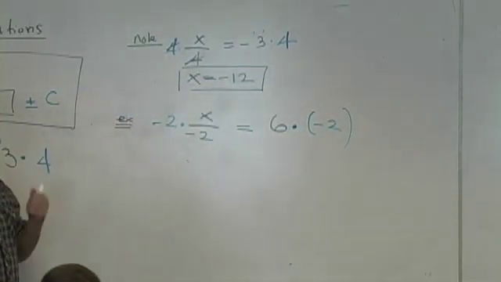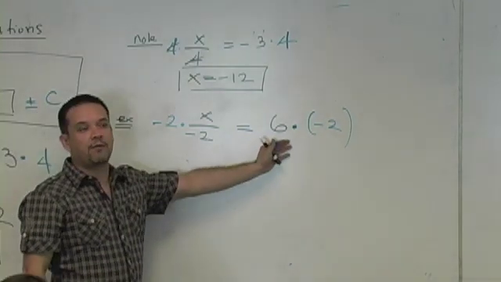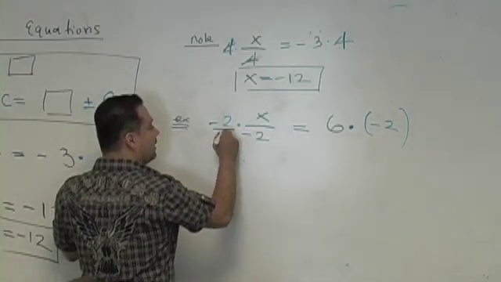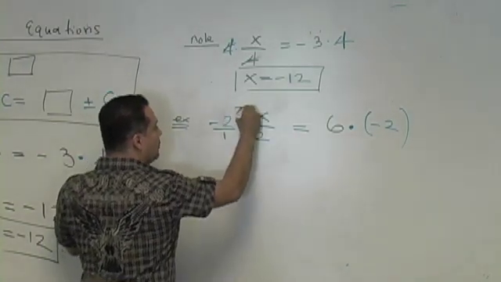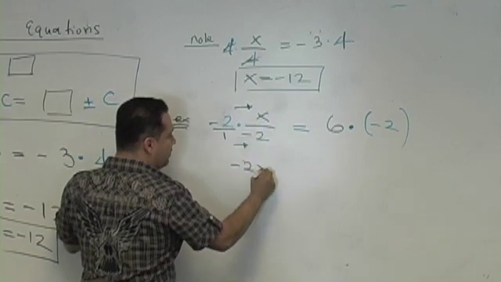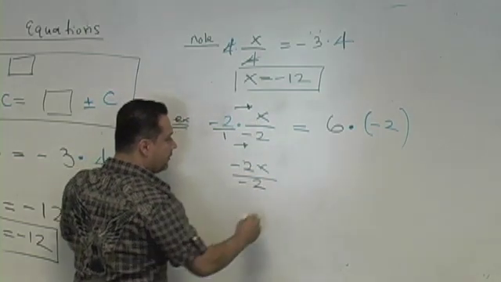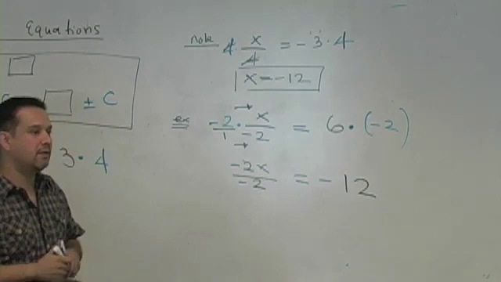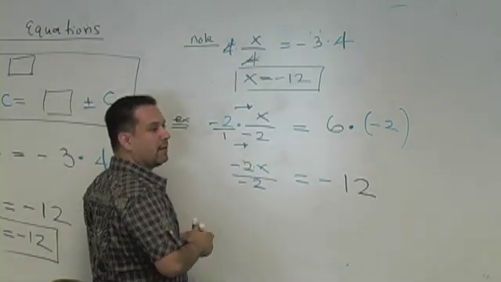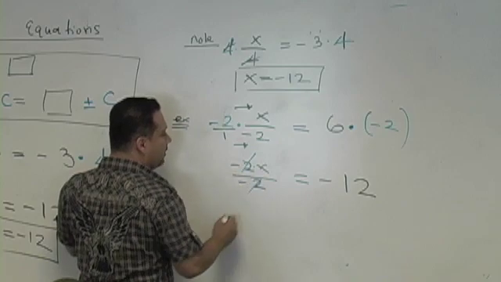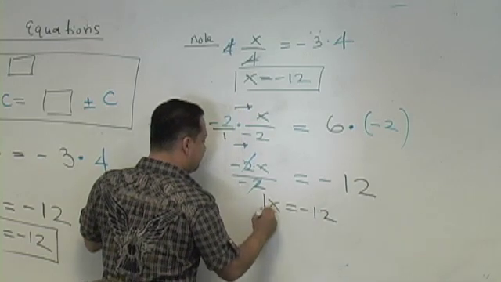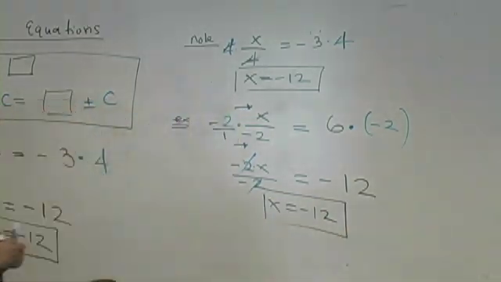Okay, you guys okay with this? Do you guys agree I multiplied both sides by negative 2? Yes. Okay, now I'll go through every gory detail. This is really negative 2 over 1. I multiply across. Negative 2x over negative 2 equals 6 times negative 2, which is negative 12. Now, what happens here is called the cancellation property. Your negative 2s go away, and you're left with x is negative 12. Just by coincidence, same answer as the first problem.